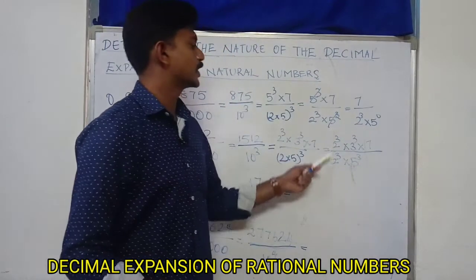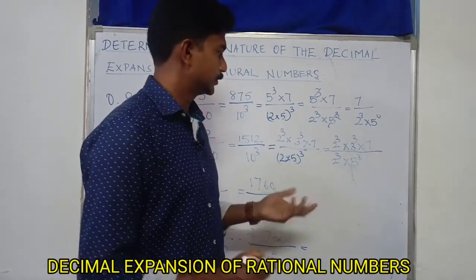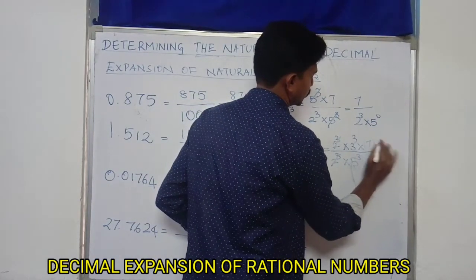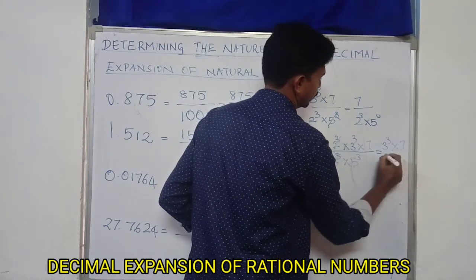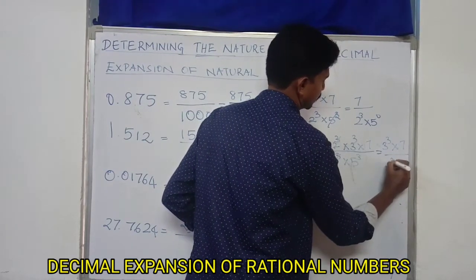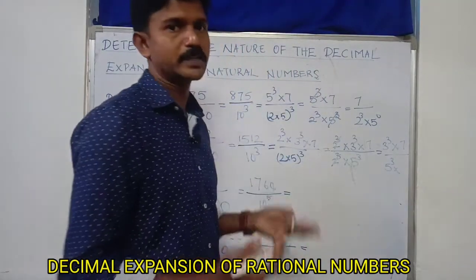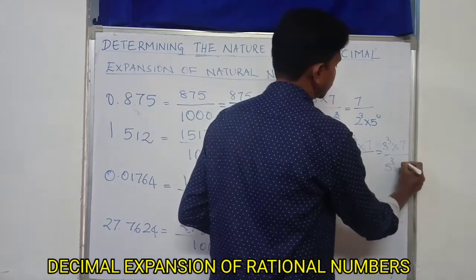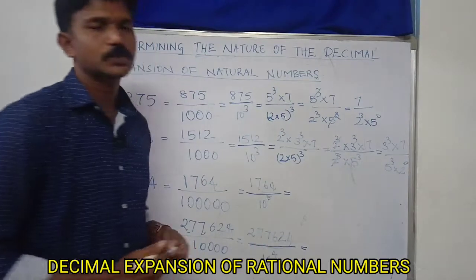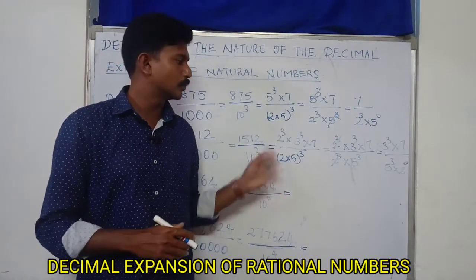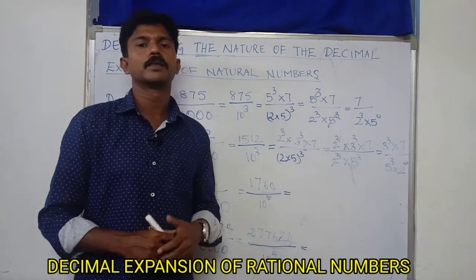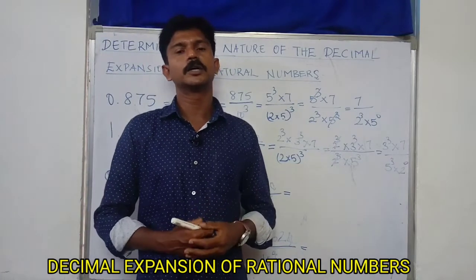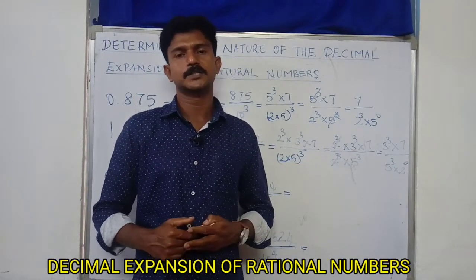Here, if you see, 2 raised to the power 3 and 2 raised to the power 3 are cancelled. So what is remaining? We can write 3 raised to the power 3 into 7 divided by 5 raised to the power 3. The prime factor 2 is not there, so we can include 2 raised to the power 0. So in this way, sometimes we get both 5 and 2. In this way, we can find out whether it is a terminating or a non-terminating decimal expansion.